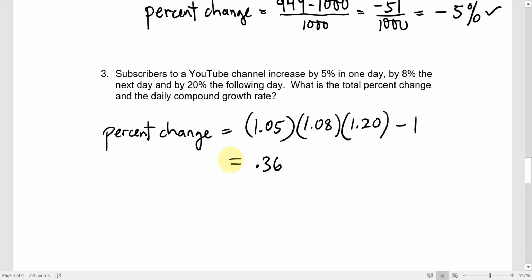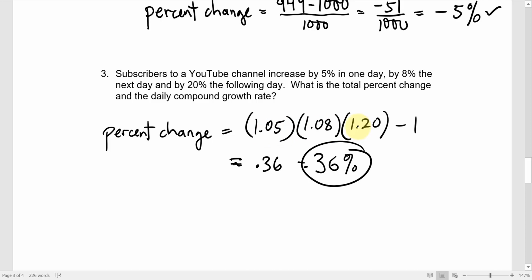36.3608. Let's round off, roughly 36%. Right? So by just adding those percentages, you get 33, and that's just wrong. It's actually a 36% overall increase. It really wouldn't matter what order those occur, because you can see multiplying them in any order is going to give you the same answer.